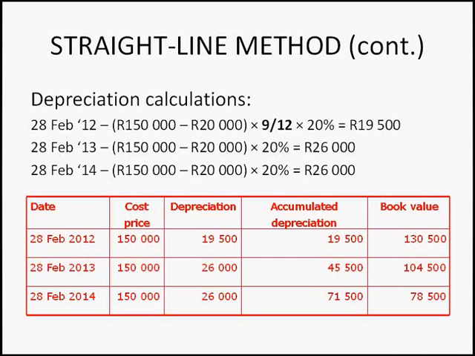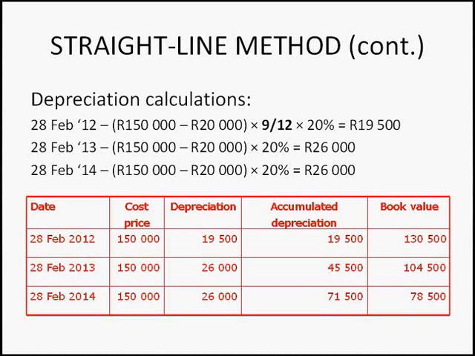And the second thing I have to remember is that if it's not a full year for which I write off depreciation, then I have to work out what the fraction is that I have to multiply the percentage with. In this case it was 9 months, so it was 9 over 12. So those are the things that you have to keep in mind when you do the straight line method.